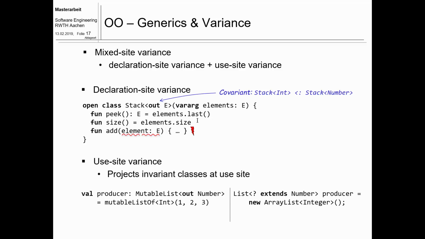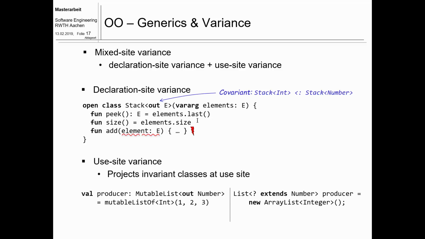covariance. So covariance is related to the out keyword, and it means that, for instance, a stack of int is a subtype of a stack of number. Now covariance is only possible if the stack only produces elements of type e. So this is why it needs the out modifier on e in order to be covariant. Because otherwise, let's say the stack has a method called add, as down there, you can add an element of type e. Then you could say, okay, I want an object of type stack of number, and I initialize that stack of number as a stack of int.